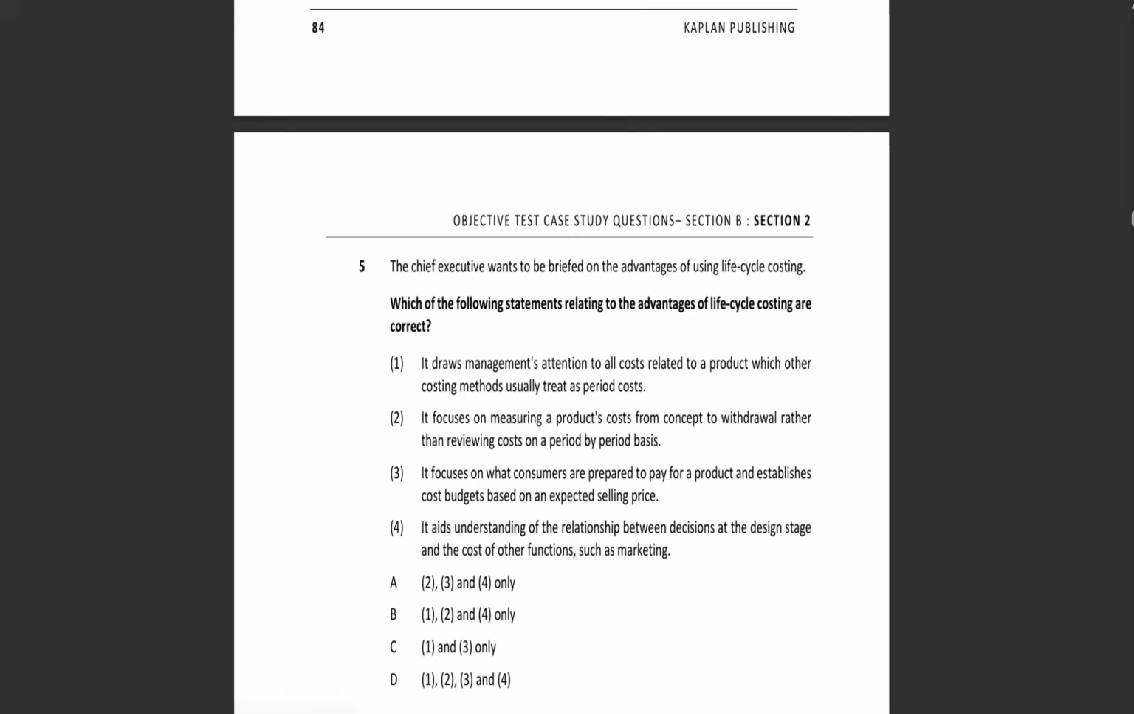Now, fourth: it adds understanding of the relationship between the design stage and the cost of other functions such as marketing. Obviously, there will be a relationship between costs incurred in the different stages. For example, if we spend more time on inspection at the initial stage, as well as design and development, then obviously future warranty cost or customer product return cost will be lower. So the costs are linked to each stage, and that's why it is also true. It will help in better understanding the relationship of costs: if we plan and think carefully at the initial stage, future cost will automatically be reduced, and this is also an advantage of life cycle costing. So 1, 2 and 4 are true. 3 is explaining target costing.